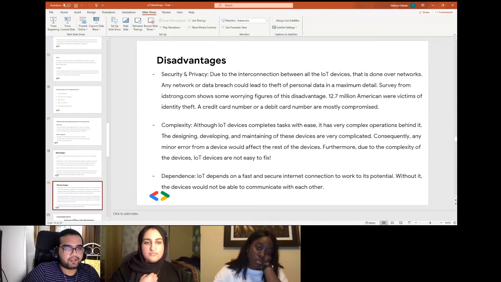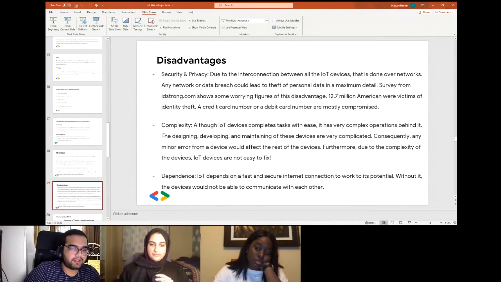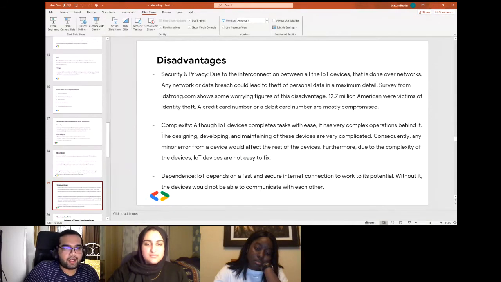The complexity. Although IoT devices complete tasks with ease, they are very complex devices. The hardware is very complex. The designing, developing, and maintaining of the devices are also very complicated. Any minor error in one device could lead to the whole system being affected. And it is very hard to fix an IoT device. You need to go into the hardware and make changes.